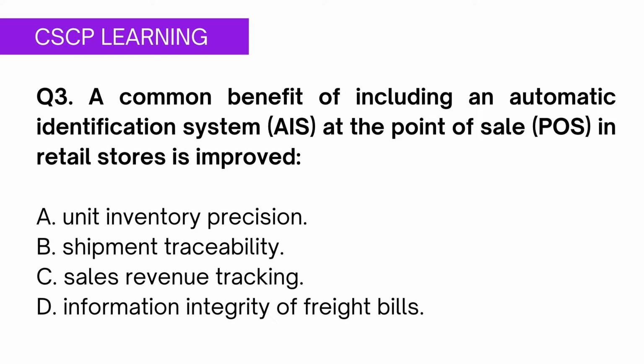Anyway, let's move to option D, information integrity of freight bills. Since you know the function of AIS, you can easily figure out that there is no association of information integrity of freight bills with AIS. So this is absolutely wrong. Option A is the right answer for this question.